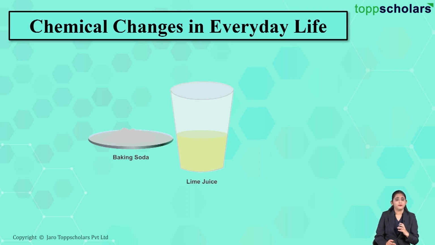So here you can see I have a glass which is filled with lime juice. What I'm going to do is add some baking soda into this lime juice, right? What do you observe? Oh, you will notice that there are some bubbles which are coming out, right? And what do these bubbles indicate? These bubbles indicate that there is some gas which is being evolved. So we can say that a chemical change involves evolution of gas, right?